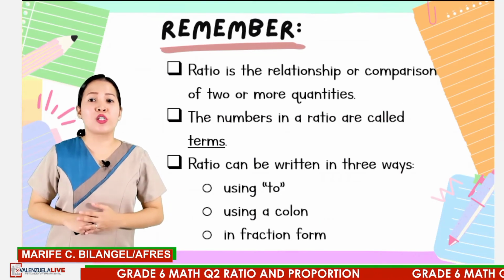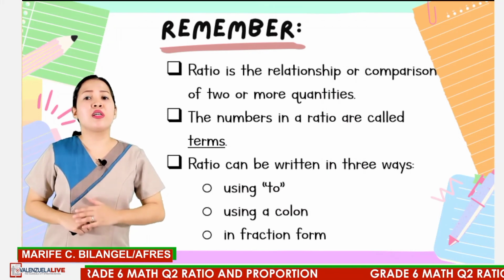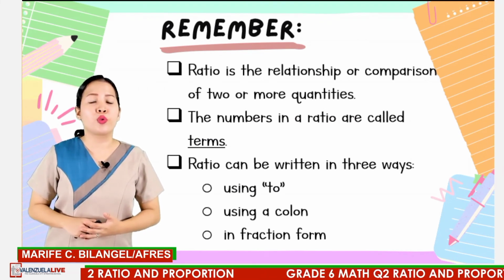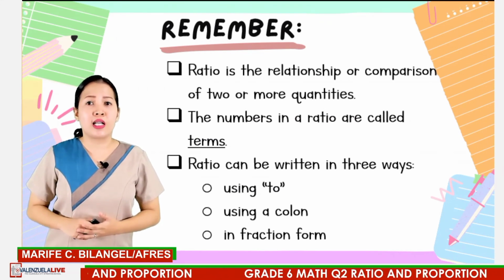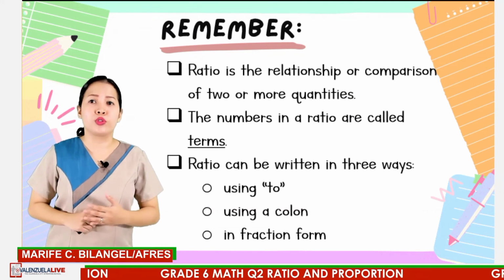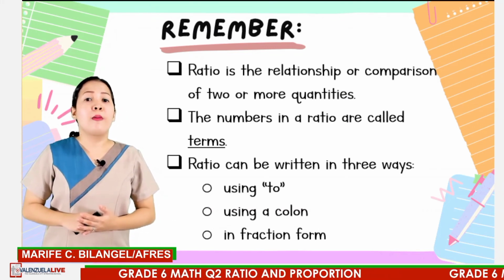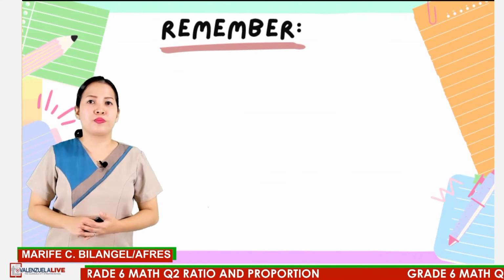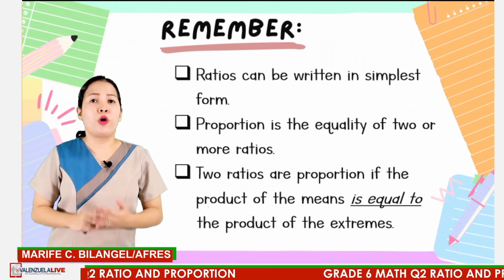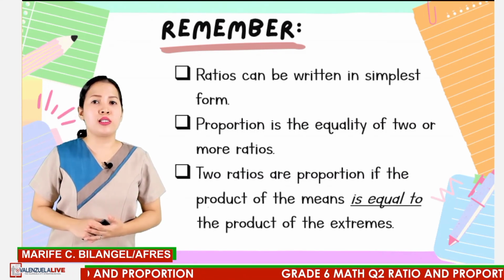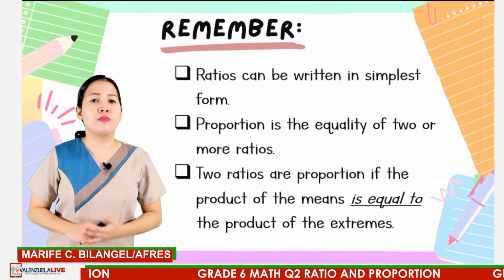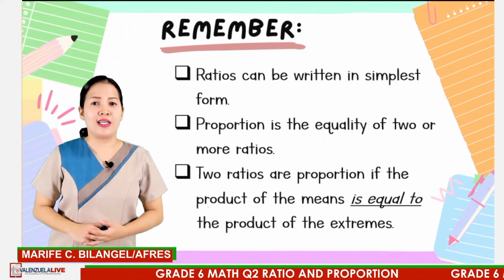Now, let us summarize what you have learned today. So, let us always remember that the ratio is the relationship or comparison of two or more quantities. The numbers in a ratio are called terms. Ratio can be written in three ways, using the word to, using a colon, and by writing it in fraction form. Ratios can also be written in simplest form. Proportion is the equality of two or more ratios, and two ratios are a proportion if the product of the means is equal to the product of the extremes.